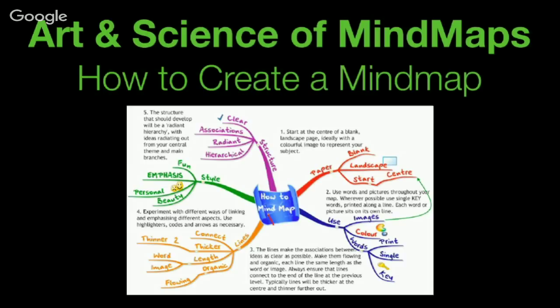In the lower right, you want to use lots of images, color, and the words should be just, again, simple words. They should be printed and not capitalized because it's easier for the visual systems of the brain to encode printed words versus capitalized. And the lines should be flowing and organic. The thickness of the line should reflect the level in the hierarchy of your concept.